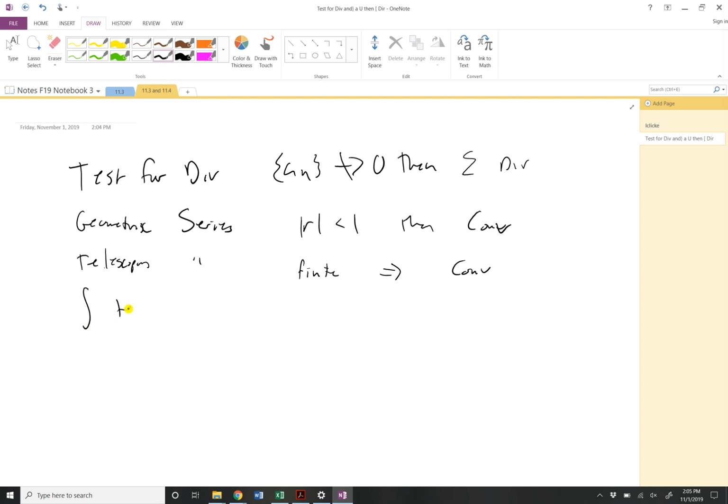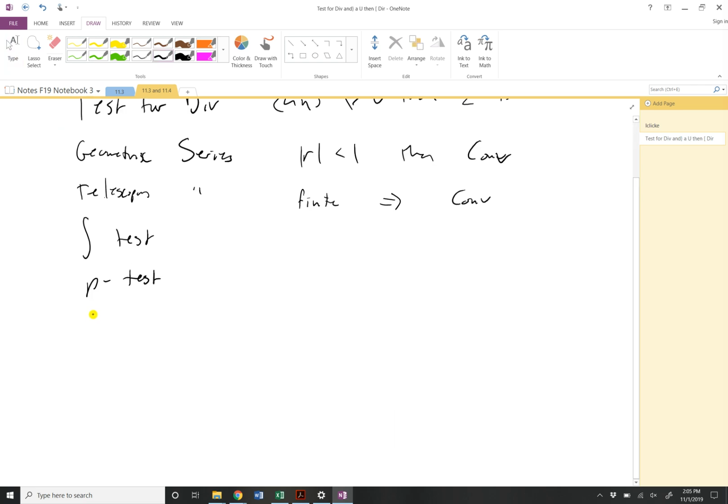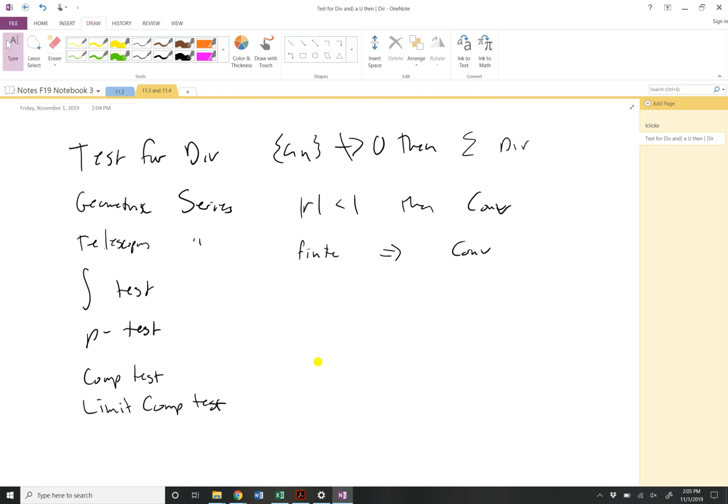Integral test. P-test, comparison test, and the limit comparison test. Those last two we'll spend more time on today. Right now, this is our arsenal to figure out whether a series converges or not. We've got a few more tests on the way.